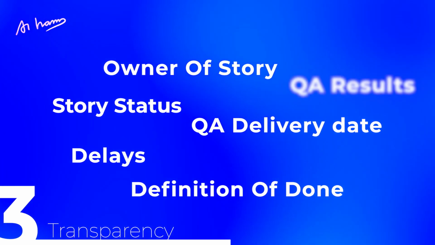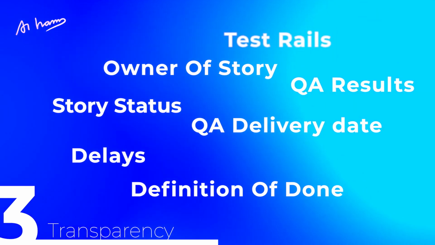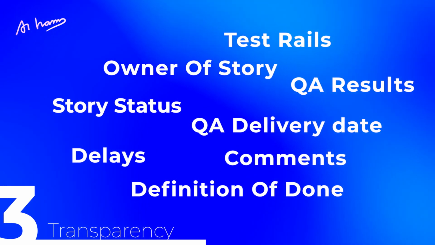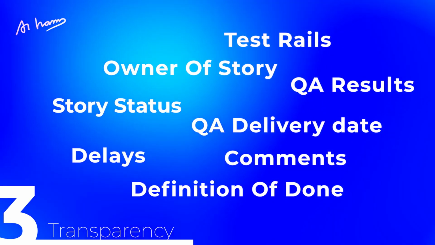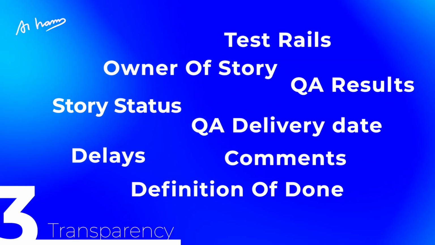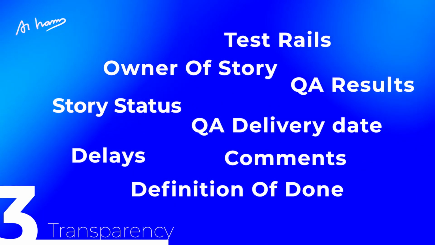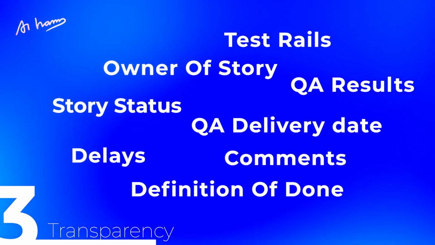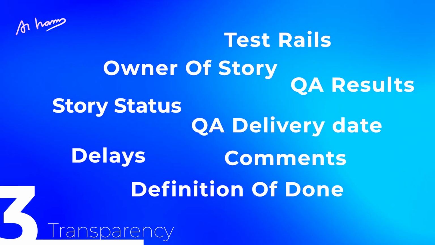The QA results are there on the Jira board, the test trails are there, the QA feedback is there in the comment section. So all those things are there, and everybody knows what's happening. It's a very, very transparent process. It's like nobody's hiding anything. This transparency also helps us progress further and do great in the sprints.